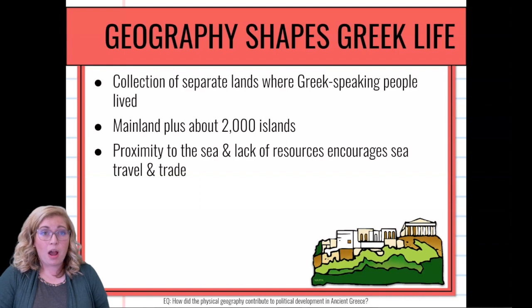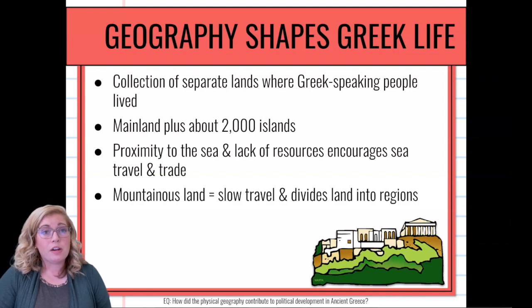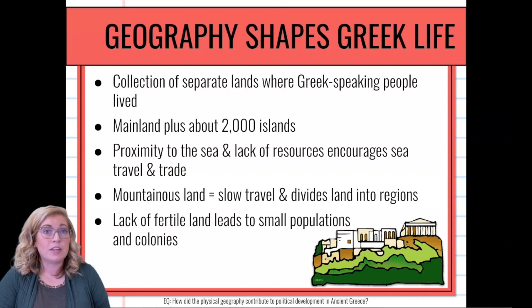One of the big problems with Greece is that it's very mountainous, and that causes challenges because it slows down travel. I don't know if any of you have tried to hurdle over a mountain lately, but they're difficult to travel, especially in ancient times. But it also divides the land into regions. And so that's going to set up our first taste of why we need different types of governments, why later down the pike we see democracy develop.